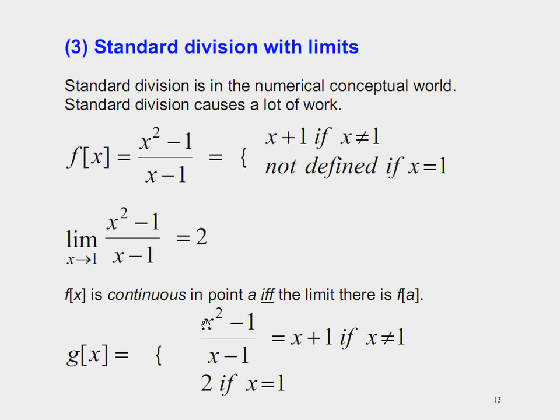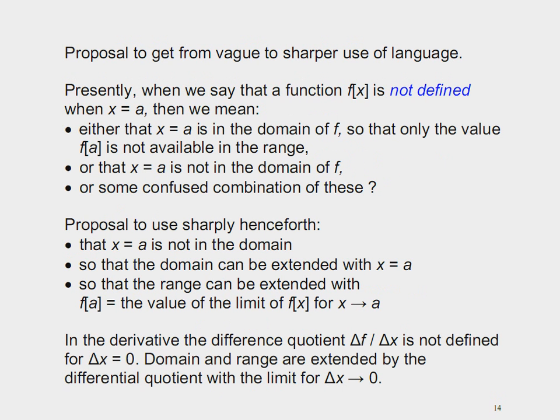This example is only intended to show you how complex the reasoning has been. Also, the proposal is to get from vague to sharper use of language. Presently, when we say that a function f(x) is not defined when x is a, we mean one of the following: either that x is a is in the domain of the function, so that only the value f(a) is not available in the range, or that x is a is not in the domain of f, or we might mean something confused, a combination of these two possibilities.